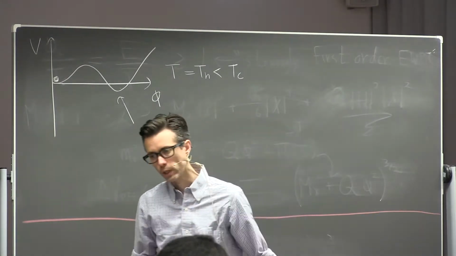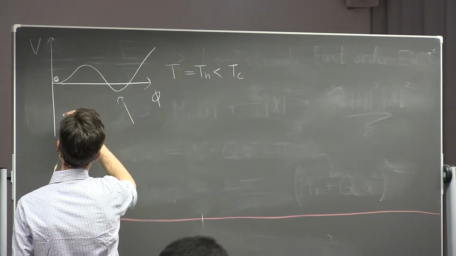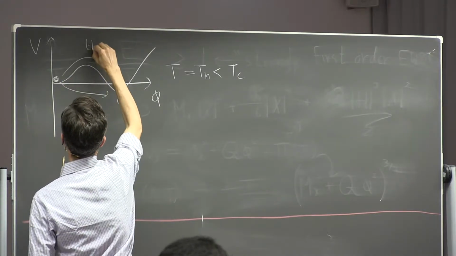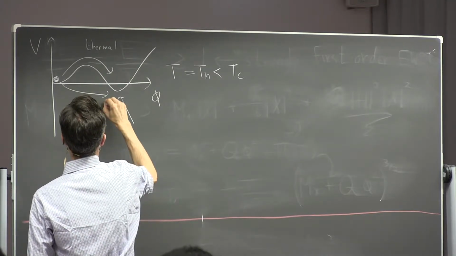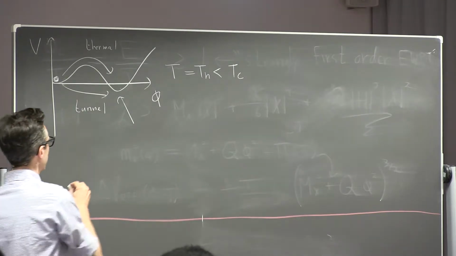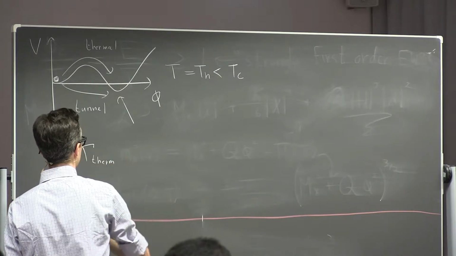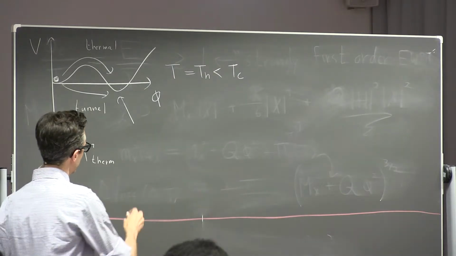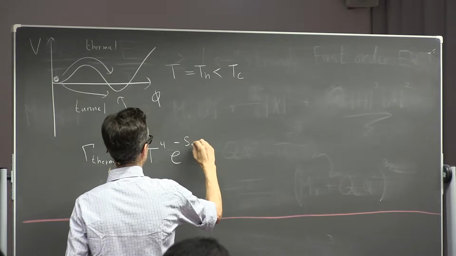So what I need to compute next is how fast I actually nucleate bubbles, either by thermal fluctuations or quantum tunneling. And roughly, the rate per unit volume for thermal, and again, I'm going to skip over this because I want to get to actually producing baryons, the thermal rate typically goes like T to the 4th, e to the minus S3.